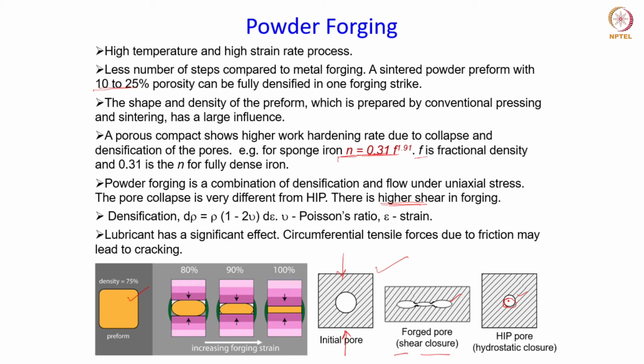The densification in the powder forging process relates to the strain epsilon through this particular equation, where nu is the Poisson's ratio and rho is the density. The density and the Poisson's ratio are both functions of the radial strain.